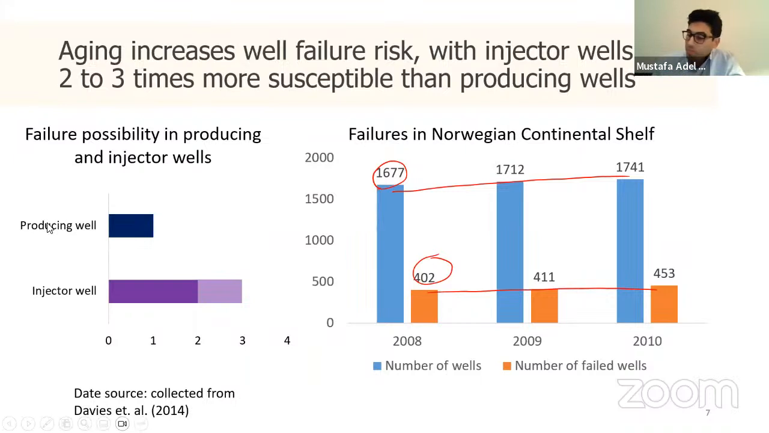He found that producing wells that produce oil and gas fail at the rate of X, while injector wells fail at the rate of 2X to 3X. So failures of wells in the oil and gas industry are not just related to oil and gas producing wells, but also injector wells; they suffer from failures.